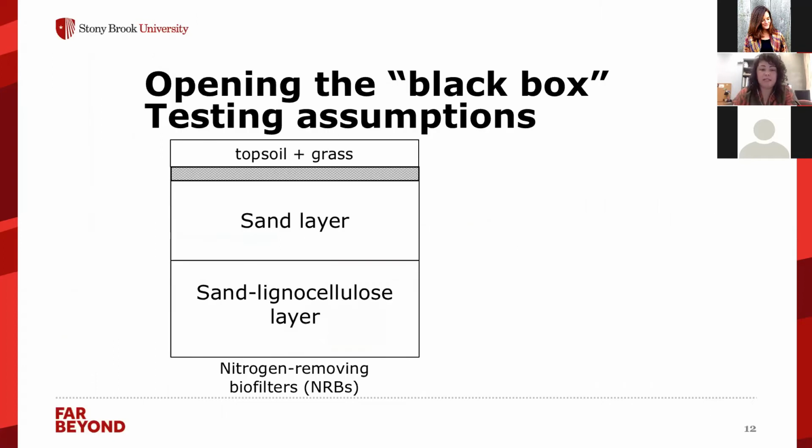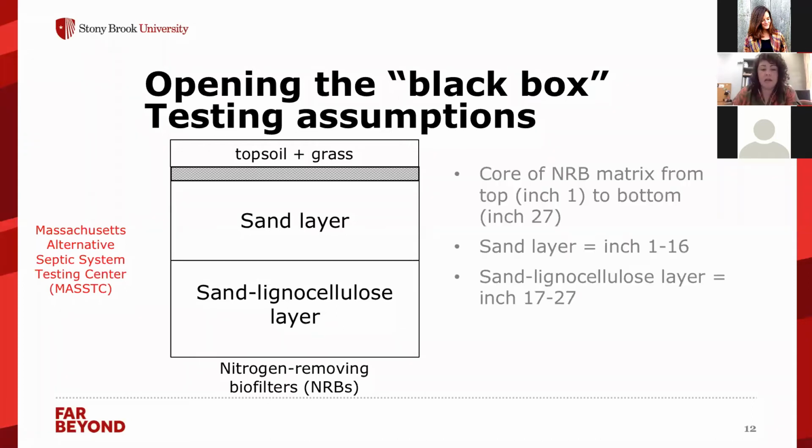So we want to actually test the assumptions of the NRB design. And the way that we did that was we went up to the Massachusetts Alternative Septic System Testing Center, or MASTIC for short, and we were able to sample a full-scale NRB. So we were able to take a core, a big metal pipe, we stuck it into the system from top to bottom, and then took the pipe out so that there was a hole left over in the system.